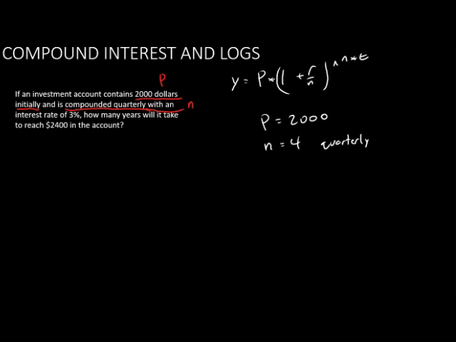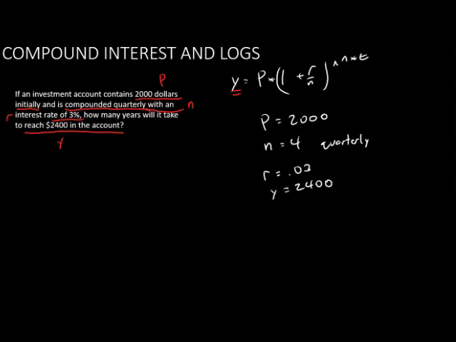We also have an interest rate given to us of 3%. That will be our R. So we'll say R is equal to 0.03 since we must use decimal form. And we are also given that we want to reach $2,400 in the account. The $2,400 is our new amount of money, and our new amount of money is in fact the Y. So we'll say Y is 2,400.